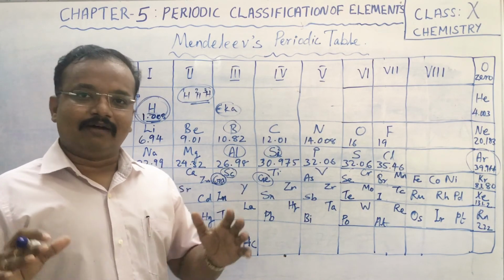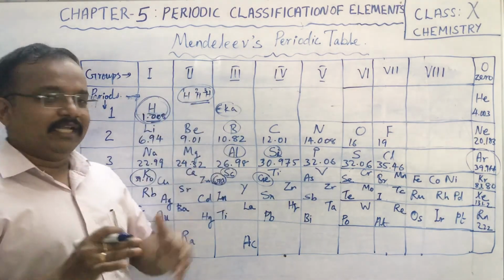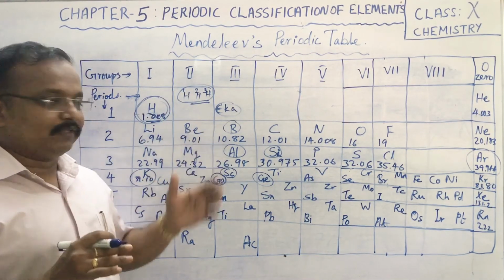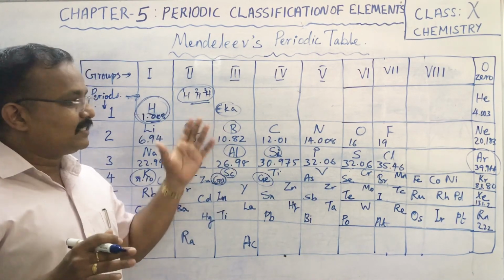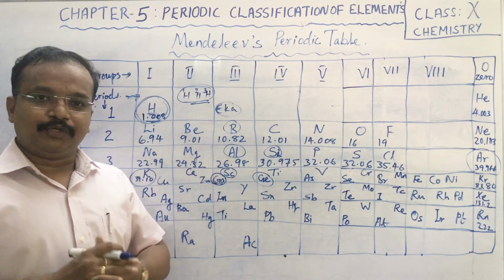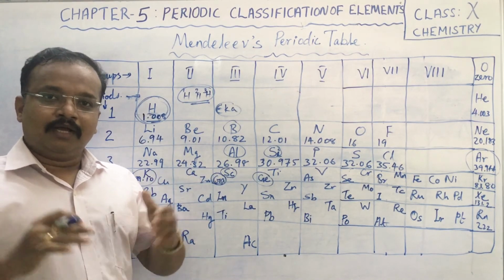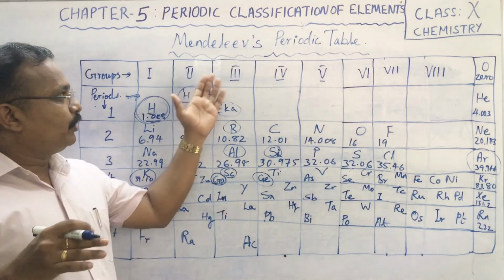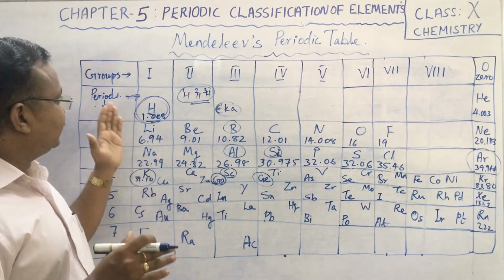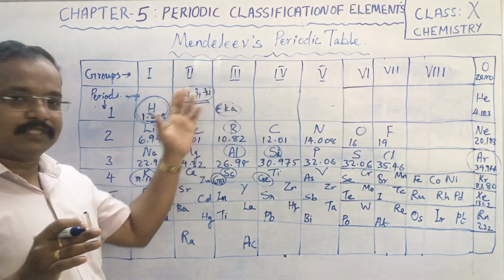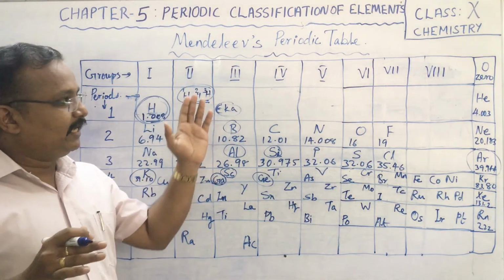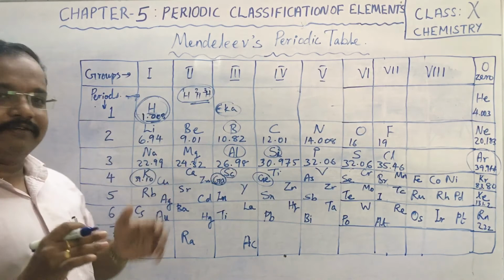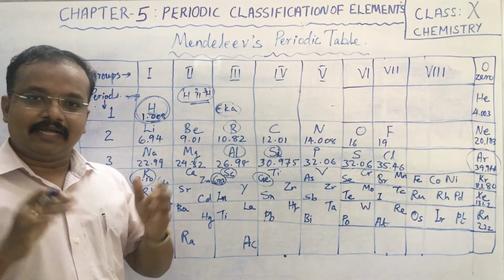So children, today we have learned only about Mendeleev's periodic table. This was one of the earlier classifications, which gave insight into the classification of elements in a proper way. According to Mendeleev's periodic table, he classified elements into groups and periods, in which 8 groups and 7 periods he had classified.